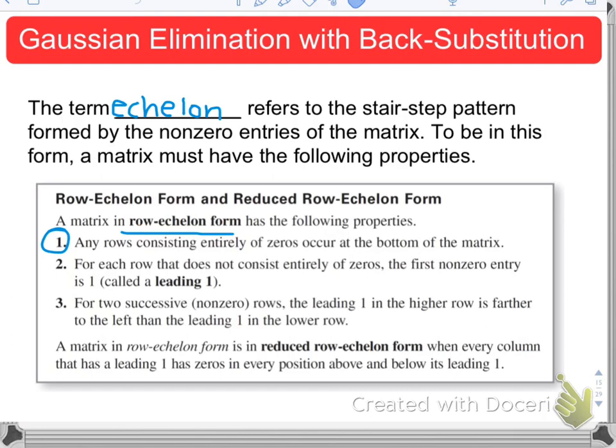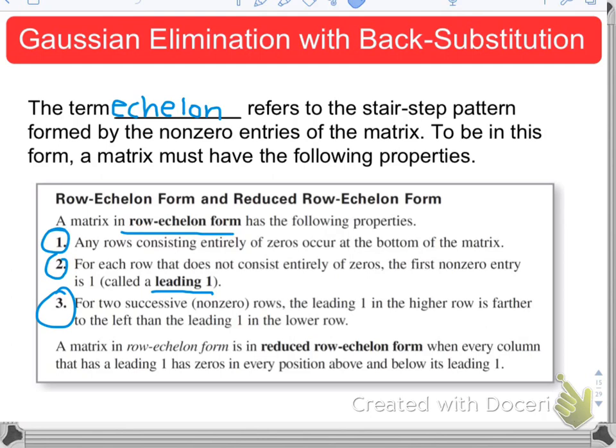1. Any row consisting entirely of zeros has to be at the bottom of the matrix. Okay. 2. For each row that does not consist entirely of zeros, the first non-zero entry must be a leading 1. Okay. And 3. For any two successive non-zero rows, the leading 1 in the higher row is further to the left than the leading 1 in the lower row. And reading that, sometimes you're like, what's going on? But basically, the key is to remember you must have a stair-step pattern.